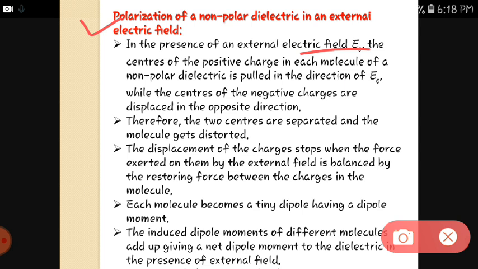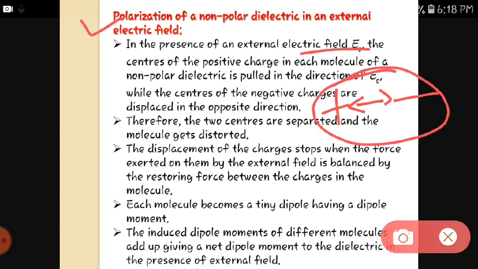Now what happens exactly? See, when we apply an electric field to a non-polar dielectric, the negative and positive charges try to pull away from each other. That means they are displacing from one another. So when they get displaced, the positive and negative charges will get separated by some distance. So what does this give you? This gives you a dipole, because what is the definition of dipole? When equal and opposite charges are separated by some distance, we get a dipole moment.